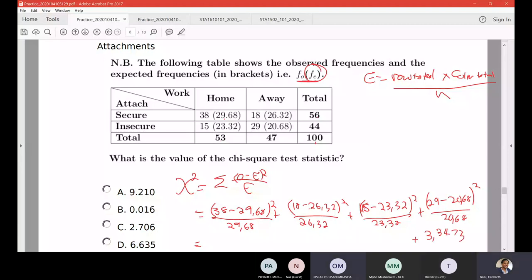I must just double check my answers. I'm not going to say anything. I'm giving you time to also do your calculations, and then we can confirm the answers together. I'm just going to write them so that you see them on the screen, and you can correct them if I am wrong.